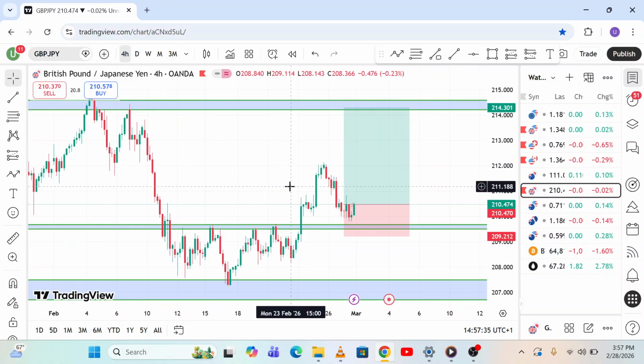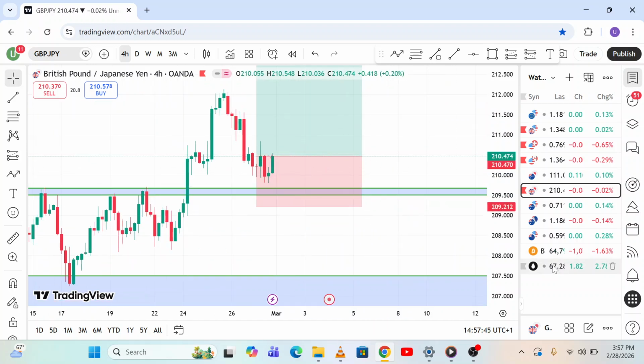The next pair is USD CAD, but before stepping to USD CAD, let's step to XAUUSD, or gold. Let's start with the gold.